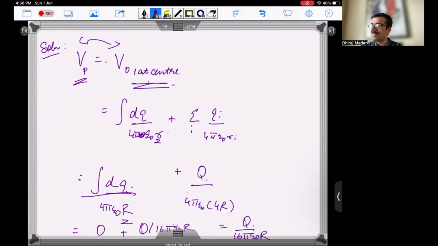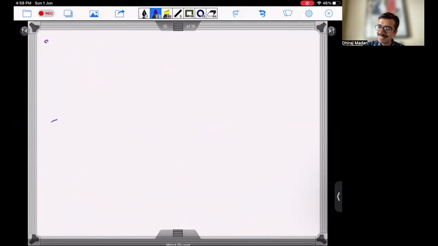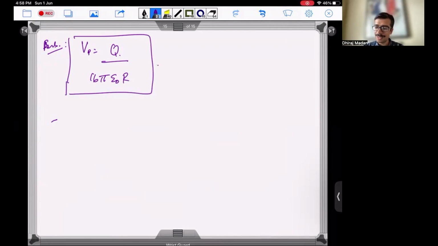So this is my solution. This is my answer, that the potential at P is q over 16 pi epsilon naught r.